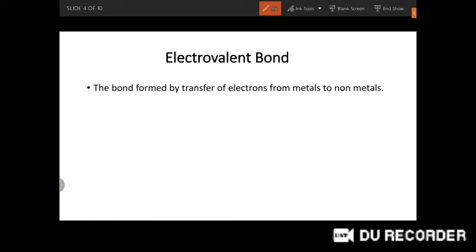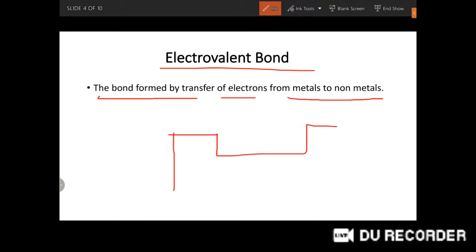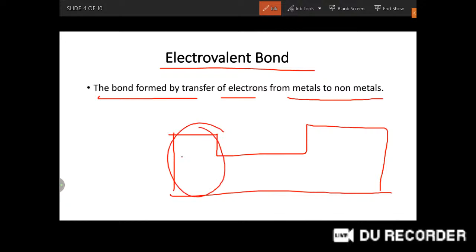In order to understand electrovalent bond, we have to come with the definition first of all. The bond which is formed by transfer of electrons from metal to non-metal. So you have to understand first what is metal. Suppose I make this periodic table. Metal means any element present on the left hand side of the periodic table, and any element present on the right hand side of the periodic table is non-metal.